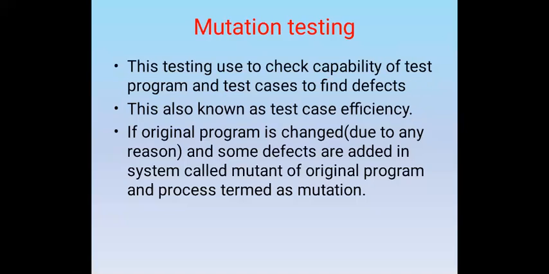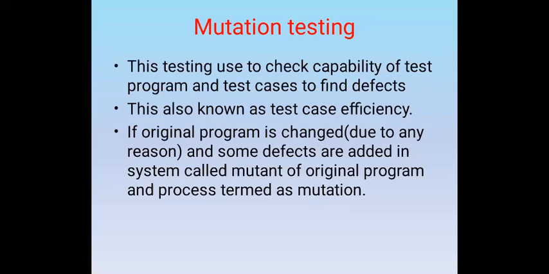This mutation testing is used to check the capability of the testing program and test cases to find out the defects. It is also known as test case efficiency. If the test cases are not capable of finding the defects, it is a loss for an organization. So we call that term test case efficiency. Got it? In simple way, if the test cases are not capable of finding the defects, it is a loss for the organization. That is nothing but the test case efficiency.